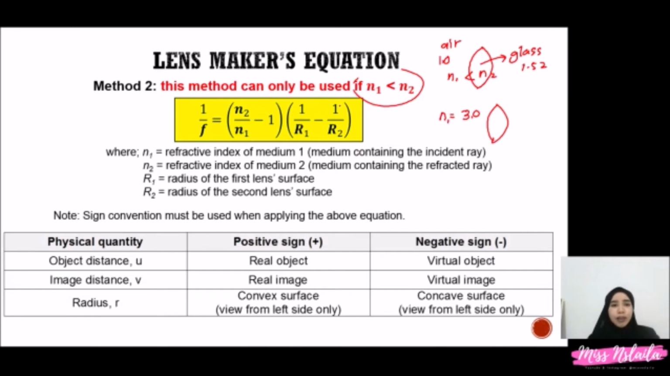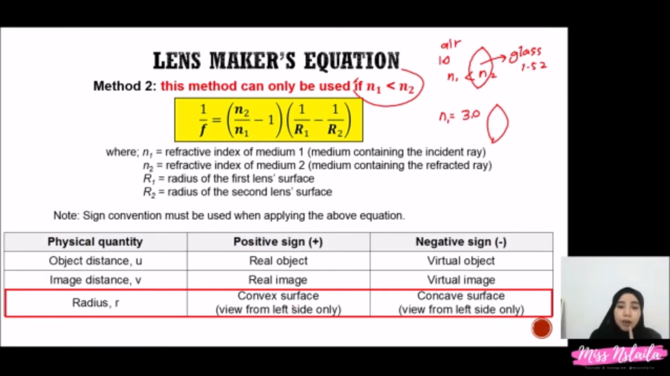What is the difference between method 1 and method 2? First, the difference is in the equation. Look at this one. For method 1, it should be positive, but for method 2, it's negative. Okay? How can it become negative? It's because of the radius R. So for method 2, we are going to look at the surface from one side only, which is our left side only. If the surface is convex, it will be positive. If the surface is concave, then it will be negative.